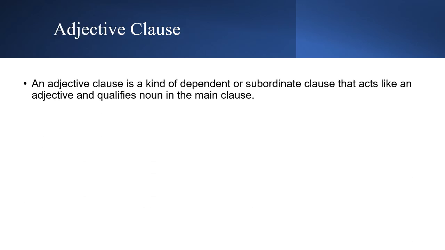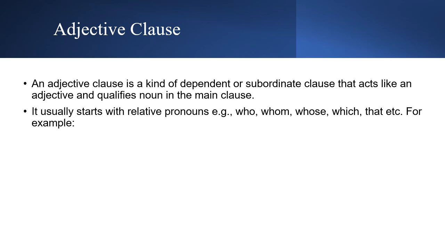As I mentioned earlier, an adjective clause is a kind of dependent or subordinate clause that acts like an adjective and qualifies a noun in the main clause. The main division is the main clause and the subordinate clause. In the subordinate clause, you have different types: adjective clause, noun clause. So this is one of the subordinating clauses. It usually starts with a relative pronoun, for example, who, whom, whose, which.